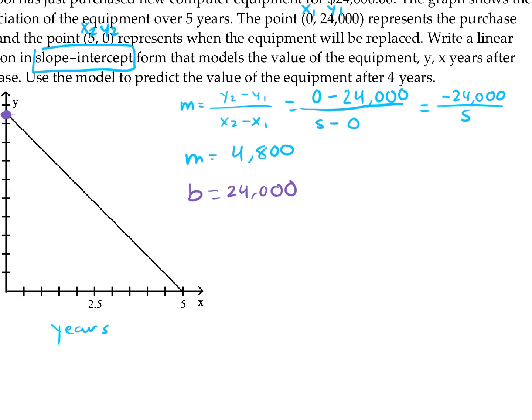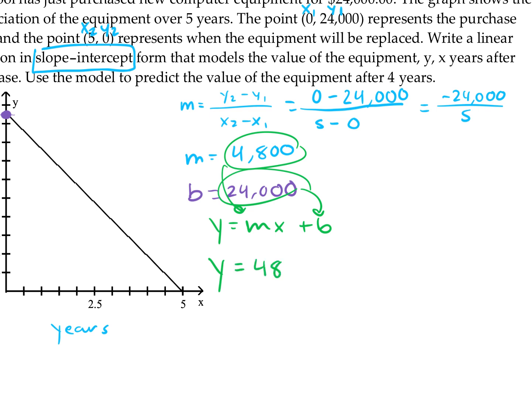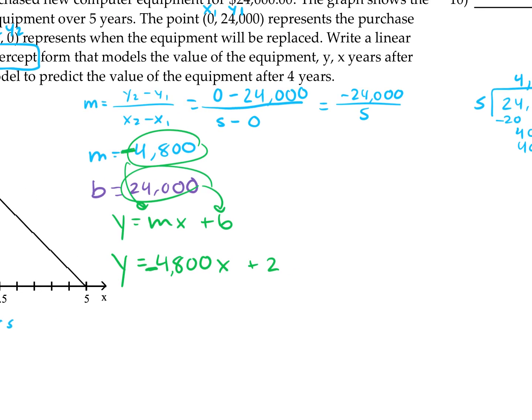So let's plug in everything we have now. What is slope-intercept form? Y equals mx plus b. So let's plug in our m and plug in our b. So y equals what? Negative 4,800 x plus, yes, it is negative. Thank you. Slope should be negative. Plus 24,000.